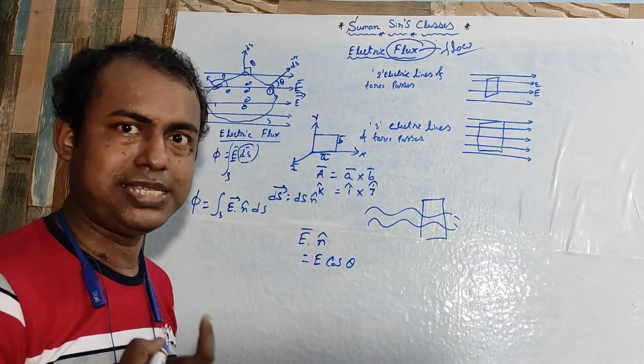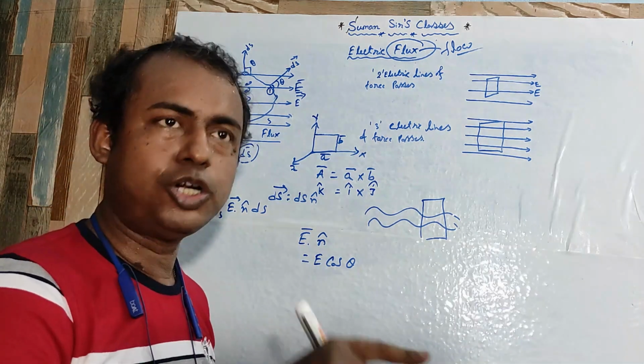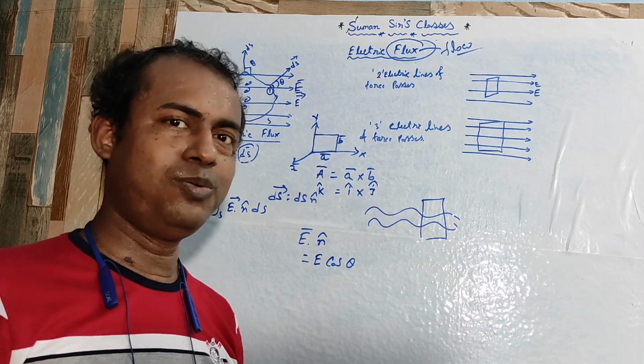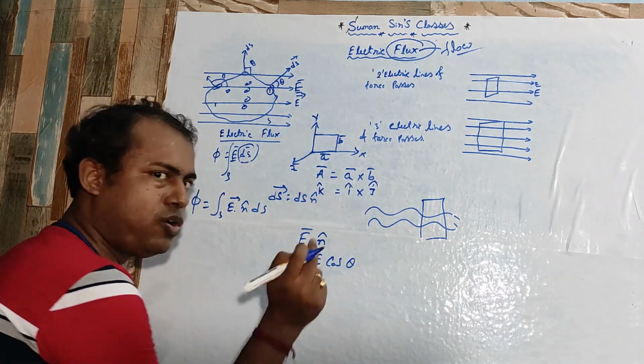And n cap, what is n cap? Mod value of E, mod value of n cap. N cap means unit vector. So mod value of n cap is obviously 1, so it may be replaced with 1. So maybe the value is E cos theta.